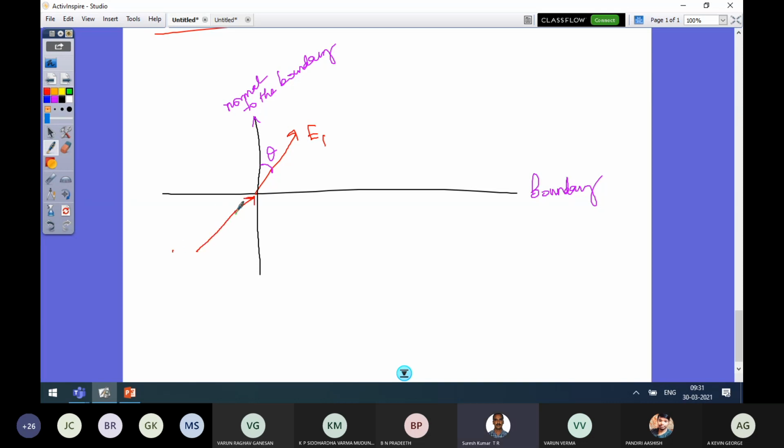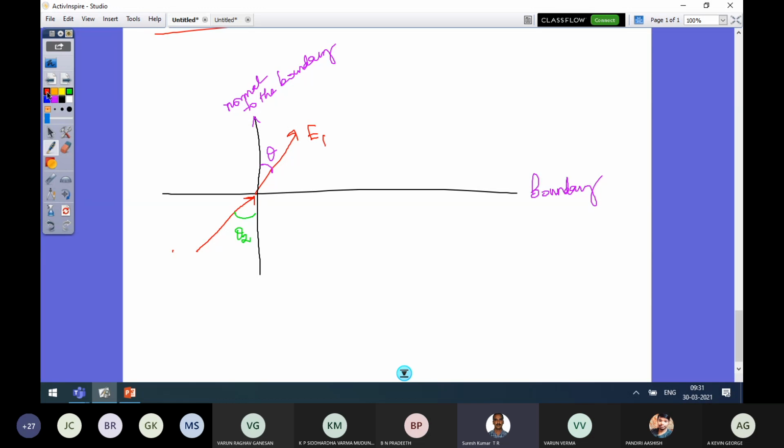Please understand this point clearly. Theta is the angle between the electric field and the vector which is normal to the boundary. We are not measuring along the boundary. Sorry, it is not the angle between the boundary and the electric field. Keep this point clearly, because while solving a problem, sometimes you may need to calculate the angle with the boundary, or you may need to calculate the angle which it makes with the normal to the boundary.